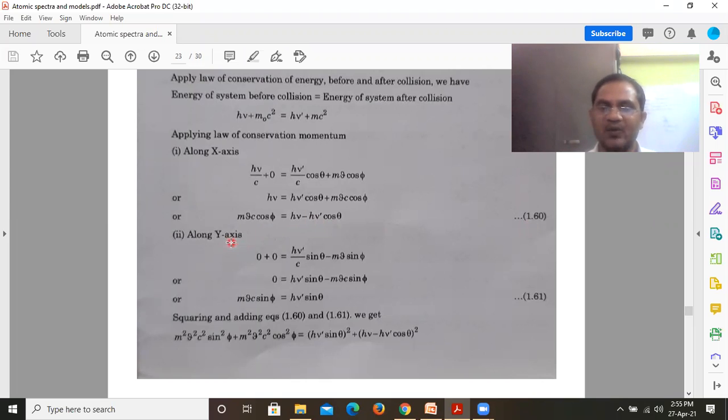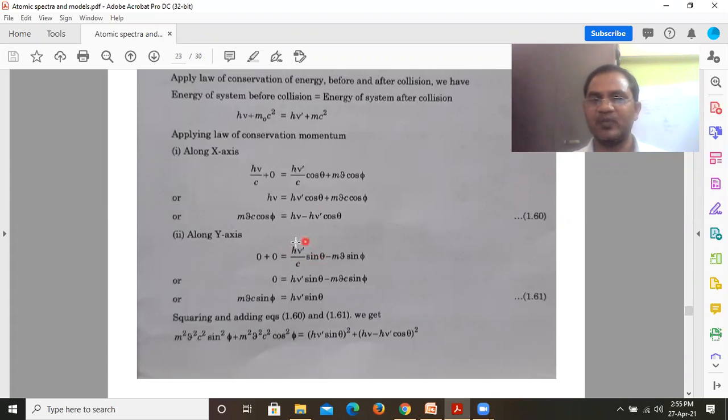Right, sir? Now let us apply the conservation of linear momentum along the y-axis. Initially the photon is moving along the positive x-axis, so it has no velocity component along the y-axis. Therefore, there is no momentum along the y-axis. That's why it is 0. Because the electron is at rest, its component is also 0. This is equal to the scattered photon's y component of momentum.